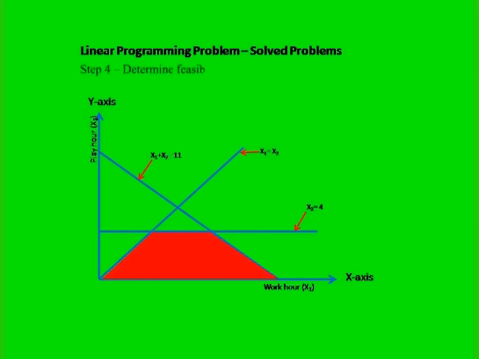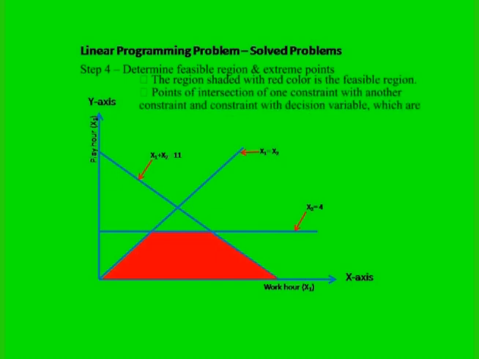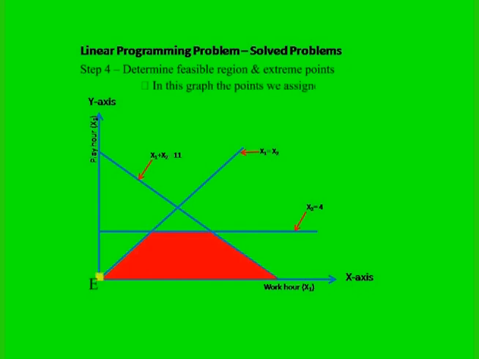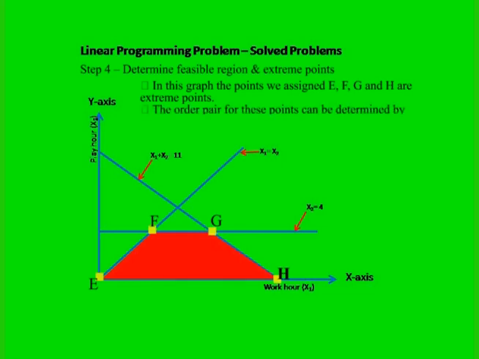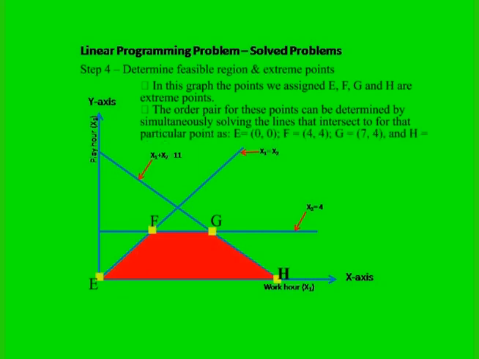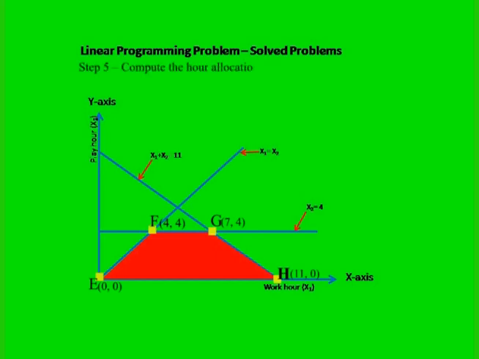Step 4, determine the feasible region and extreme points. The region shaded with red color is the feasible region. Points of intersection of one constraint with another constraint and constraint with decision variable which are in contact with the shaded region are extreme points. In this graph, points we assigned as E, F, G and H are extreme points. The ordered pair for these points can be determined by simultaneously solving the lines that intersect to form that particular point. E is equal to 0,0, F is equal to 4,4, G is equal to 7,4 and H is equal to 11,0.